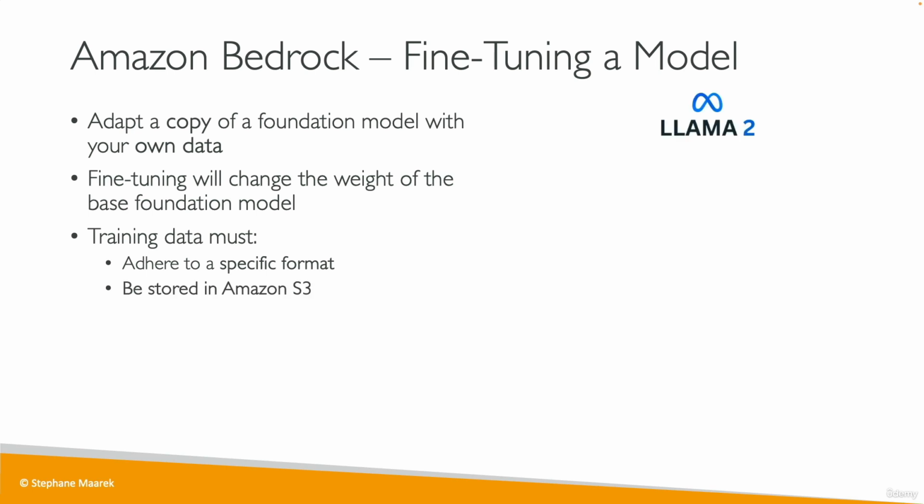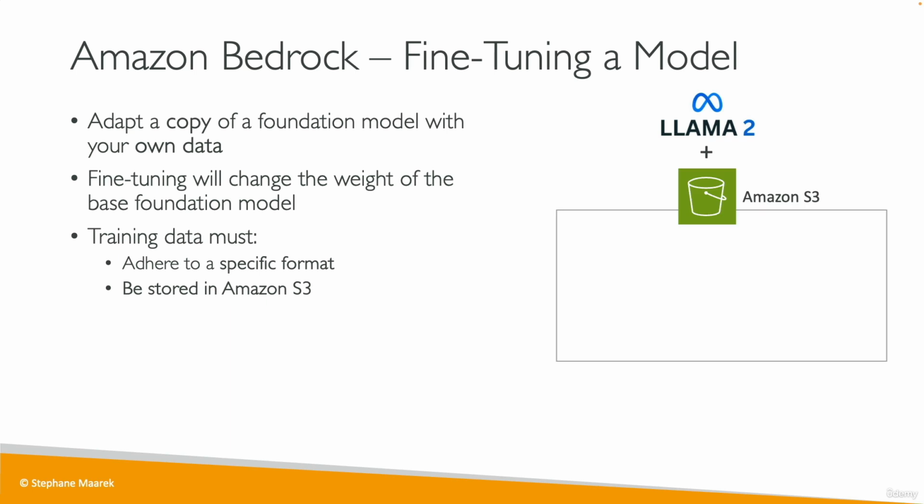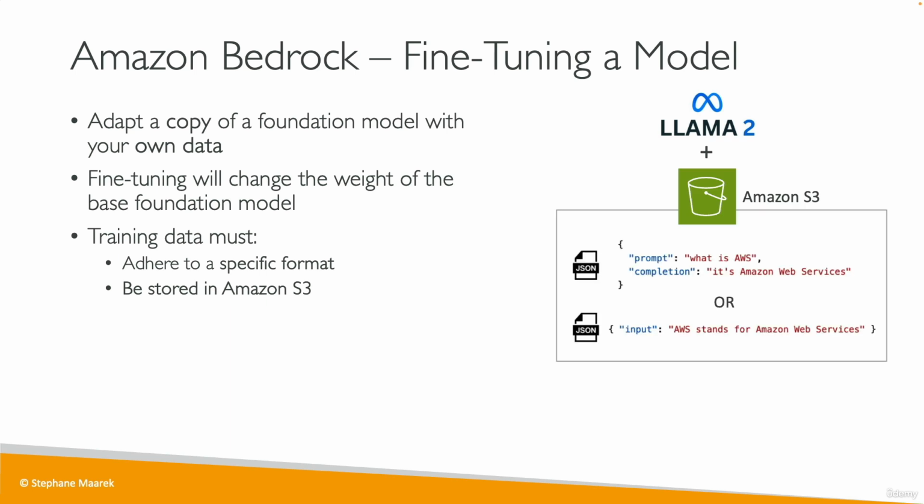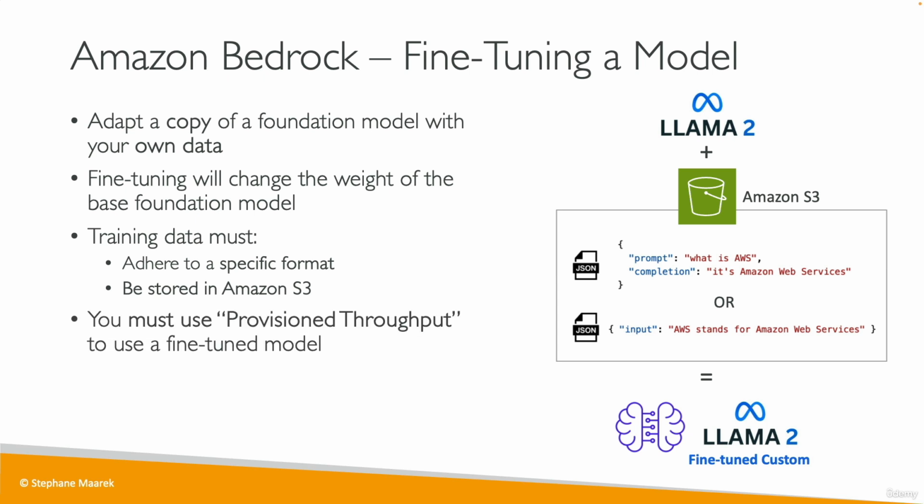For example, you have the Llama 2 model and you're going to add data from Amazon S3, such as this data or that data. We'll have a look at this data very specifically in the next slides. Then Bedrock is going to do its own thing and you're going to get a fine-tuned version of Llama 2, which has your own data as well. In order to use a fine-tuned custom model, you must use what's called provisioned throughput, which is a different pricing model than on-demand.